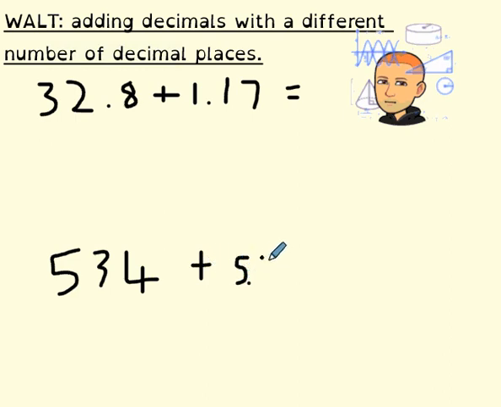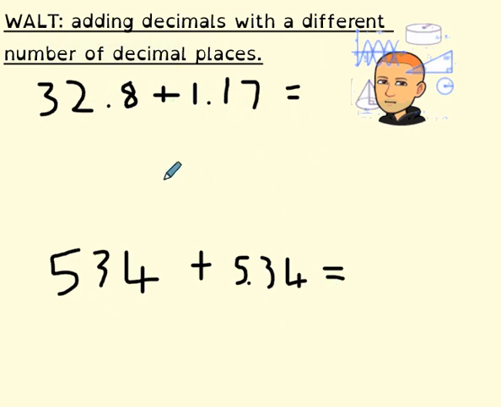Just before you do pause the video, just a little clue for this question here. 534 is the same as 534.0. So that will help you work out where your digits go and how to line your decimal points up with your second number. So pause the video now and have a go at adding these two numbers together and then these two numbers together.